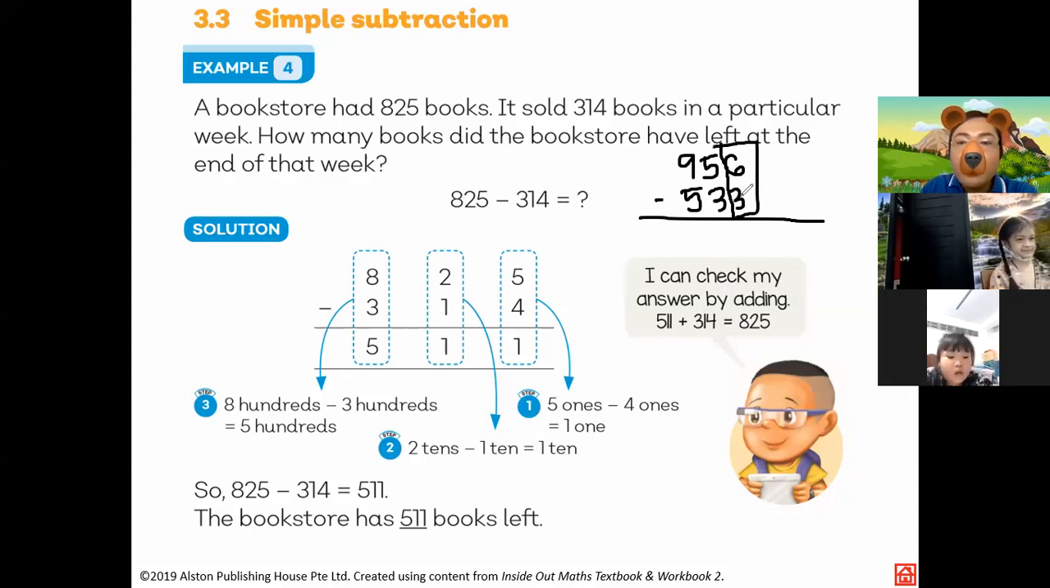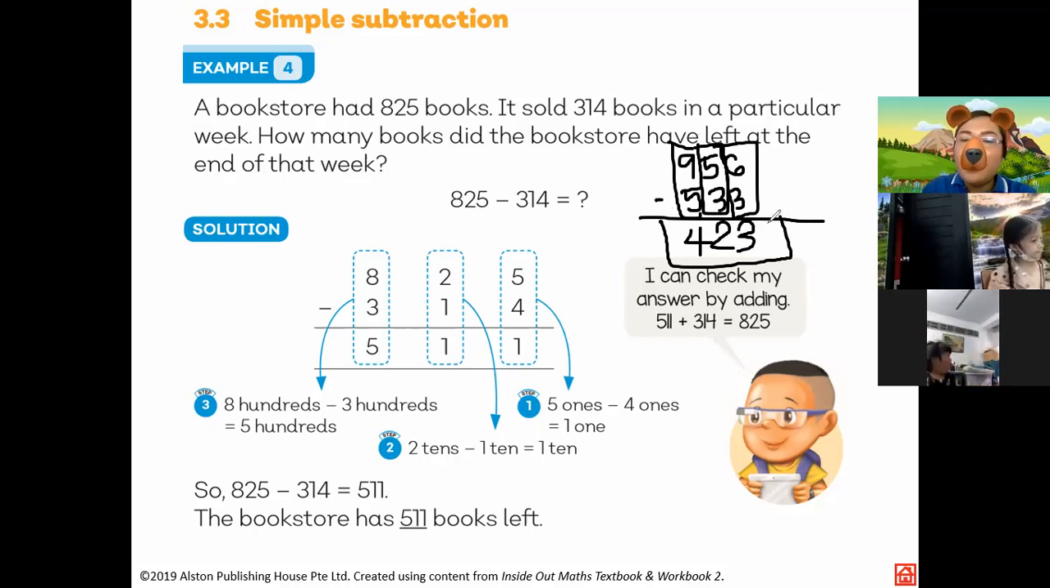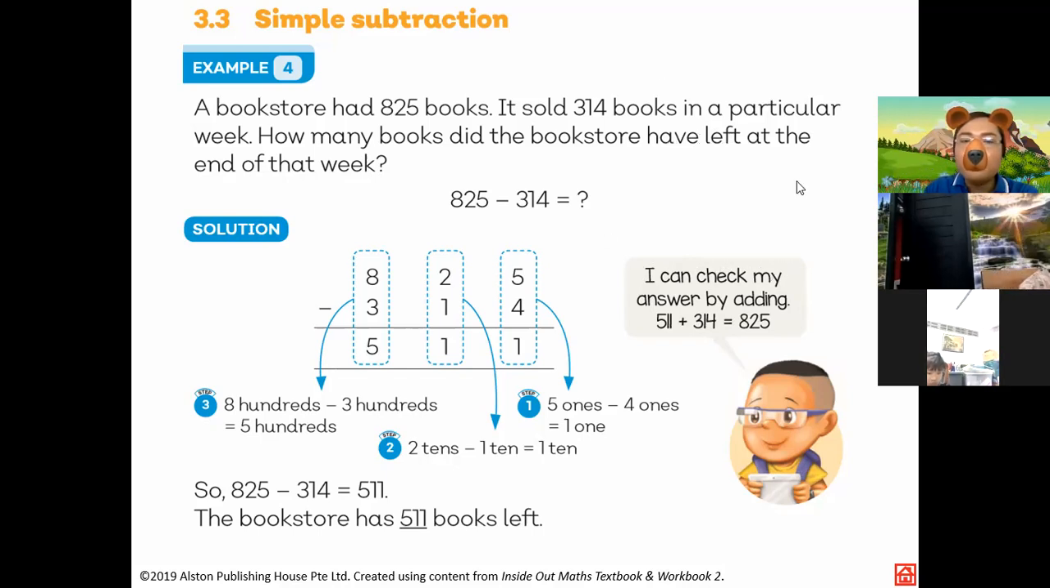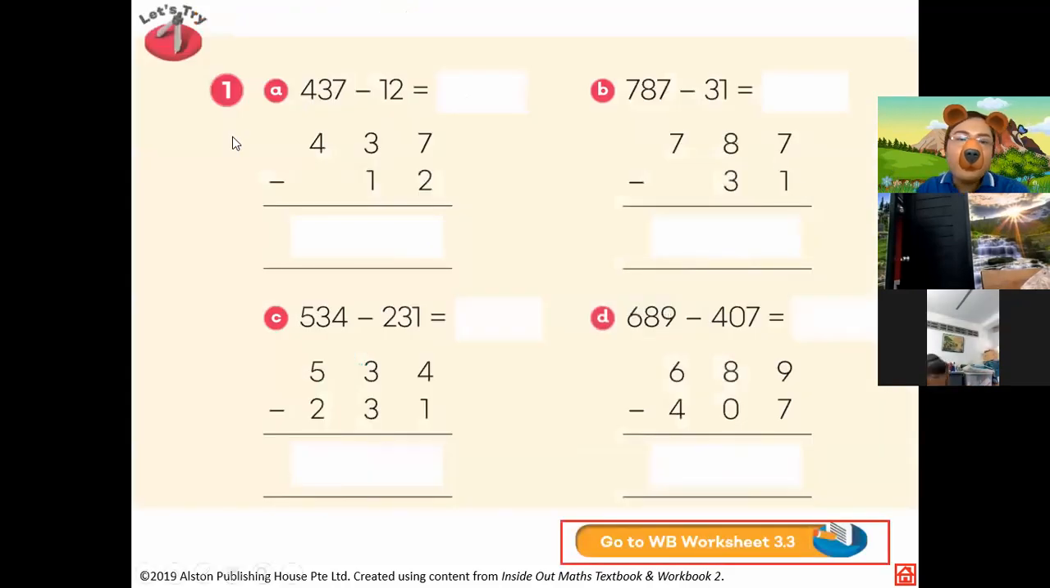6 or 3 minus 6. So that's 3, okay? And then 3 minus 5, that's 2. And then 5 minus 9, that's 4. So the answer is there are 423 books left. All right, let's try another example. Let's try to answer this.